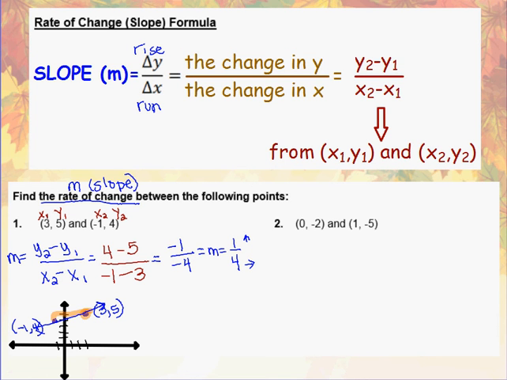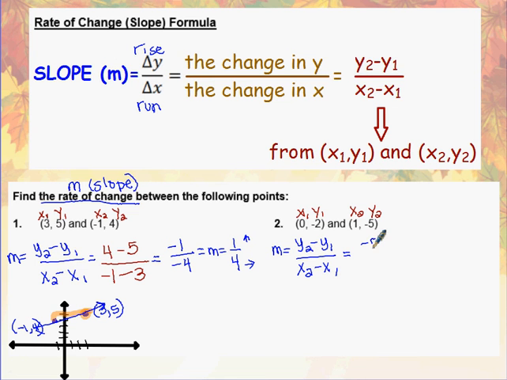Okay, let's try this one more time. First, we have to find the rate of change, so m. Before I can use the formula, I should name each point: x1, y1, x2, y2. Okay, so now the formula for rate of change, the slope, is y2 minus y1 all over x2 minus x1. Let's substitute into the formula.